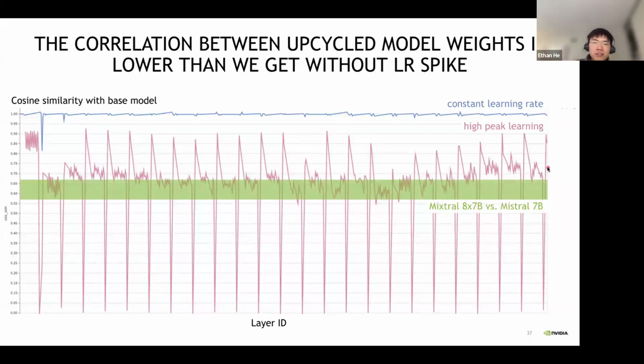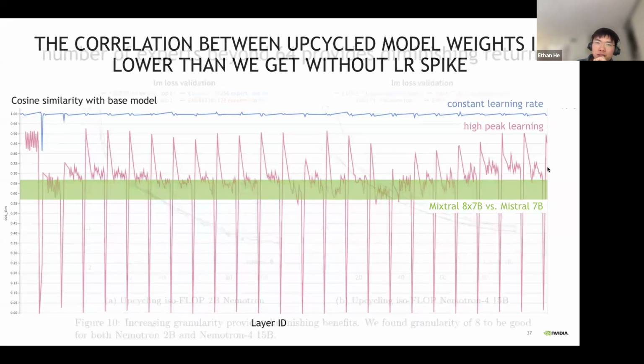Also, we also analyze the Mixtral 8x7B weights versus Mistral 7B. They found that the similarity is also around there, which means you need higher learning rate for upcycling.